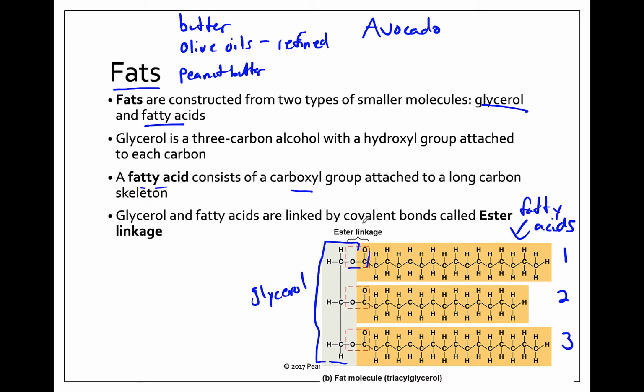As with all of these groups, we have a type of covalent bond. And so in fats, we call this covalent bond the ester linkage. And you can see that in red here, the ester linkage between the glycerol and the fatty acid chains. So each fat molecule would have 3 of these ester linkages.